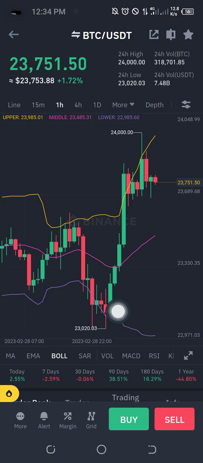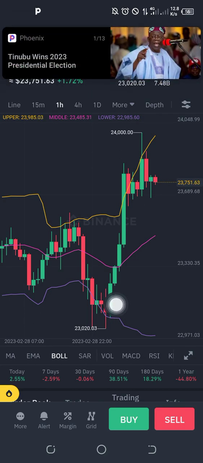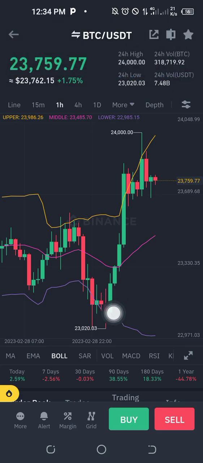So my own strategy is what I've used so far. It has helped me, because by the time I come into the market and I'm able to see the candle just at the lower Bollinger Band, I pick my trade because I'm sure that it will go up. So then you can see it went up from this point. It went up. So I'm so sure about the strategy.